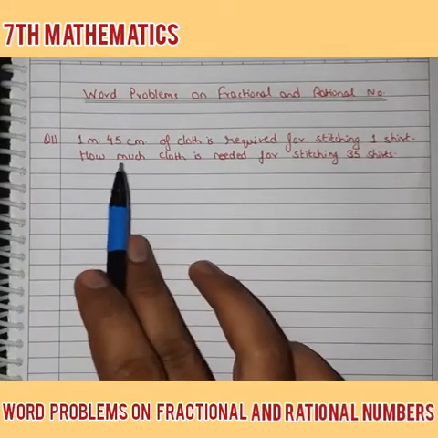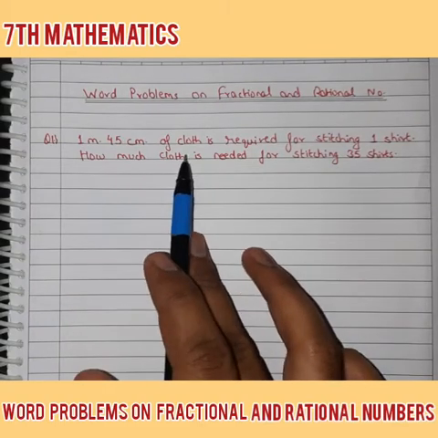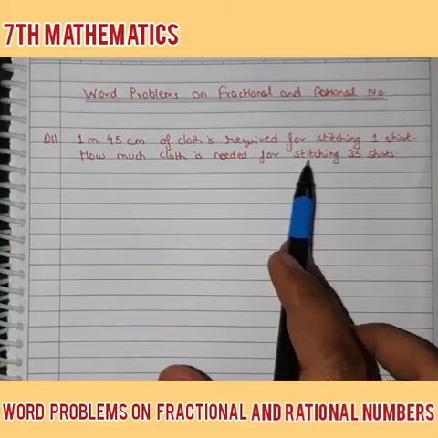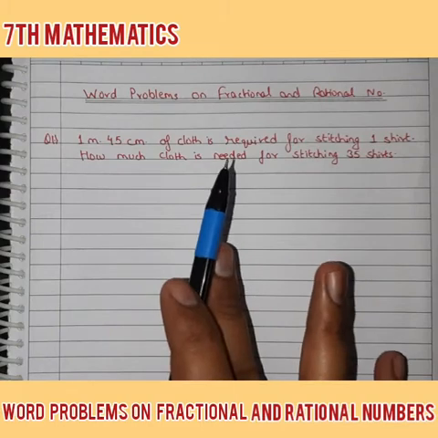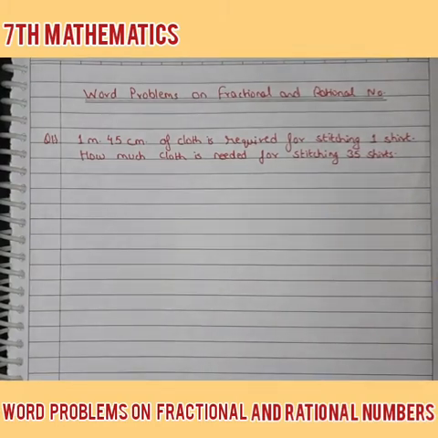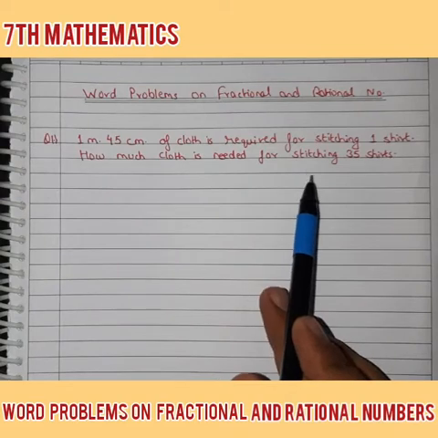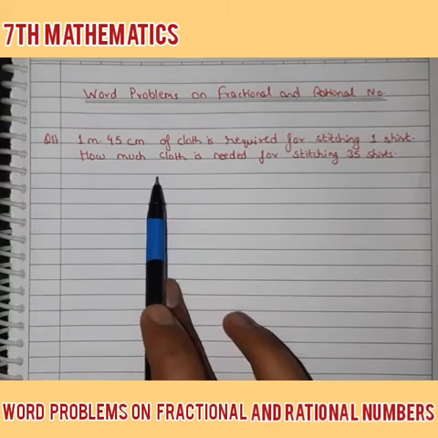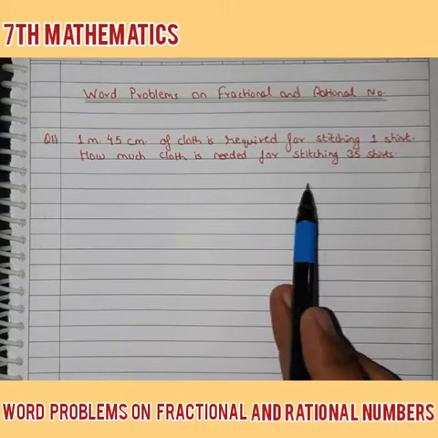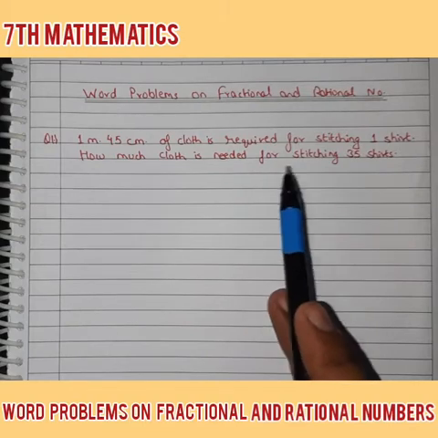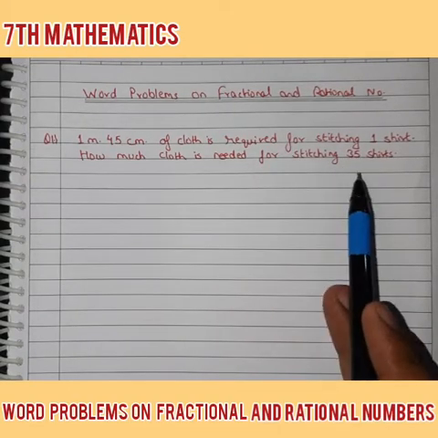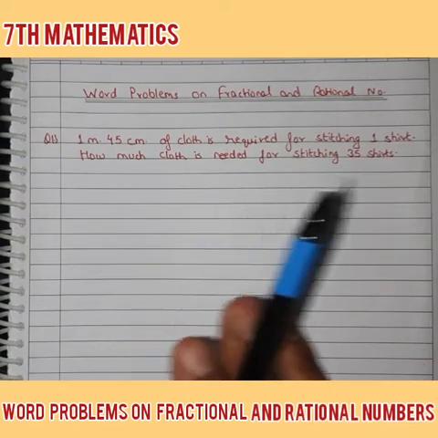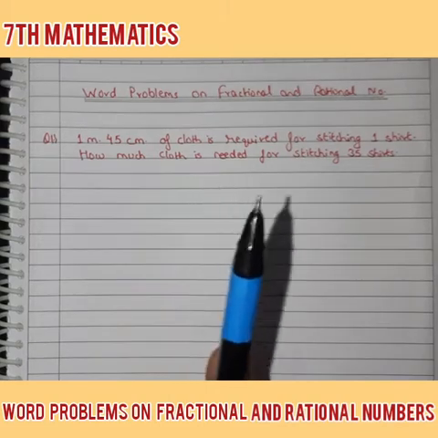Now, our first question is: 1 meter 45 centimeter of cloth is required for stitching one shirt. How much cloth is needed for stitching 35 shirts? In such types of questions, first we need to know the quantity of a single unit. Why? Because it is asking how much cloth will be needed for stitching 35 shirts. If we know the quantity for one shirt, we can multiply it with the number of shirts given, either 35, 60, 70 or whatsoever. So first we need to know the value of a single shirt.